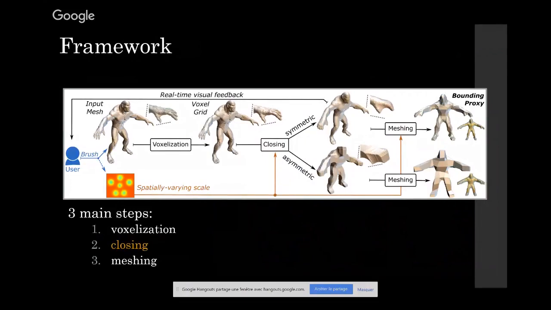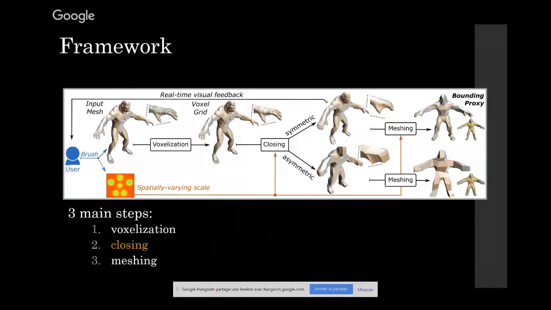So starting from an input mesh on the left, what we propose is basically to move to a representation space, which is easier to work with when you do mathematical morphology, which is 3D voxel grids. We do that in real time on the GPU. And from these voxel grids, we propose a new algorithm that computes, again in real time, either a symmetric or an asymmetric closing of your shape. You end up with a new voxel grid, which has the geometry of the final proxy you'd like to extract, and you just have to convert it back to mesh format.